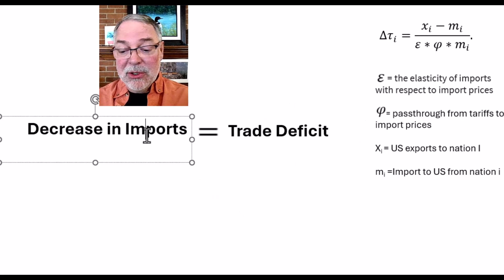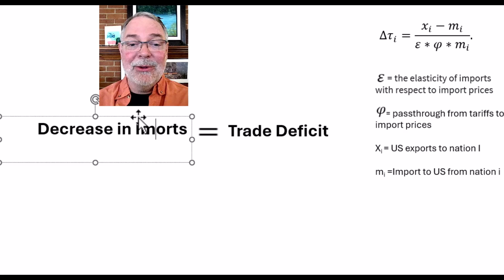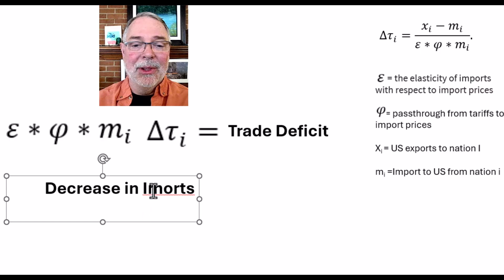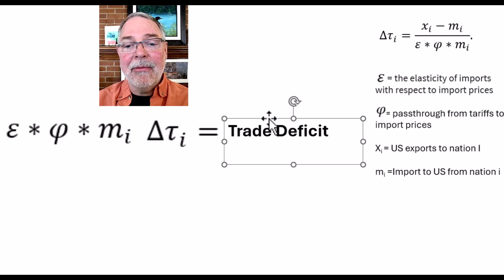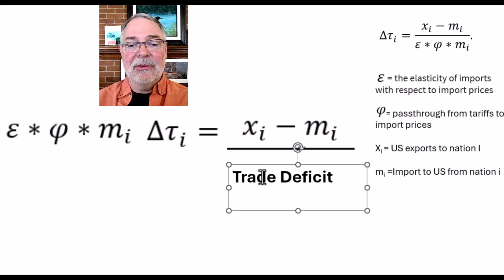Well, if I do away with these words, we're going to see that we have the elements of this. So what are these things? Let's start over here: X and M. X sub i is the U.S. exports to nation i. If we're looking at China, this is U.S. exports to China. M is U.S. imports from China.